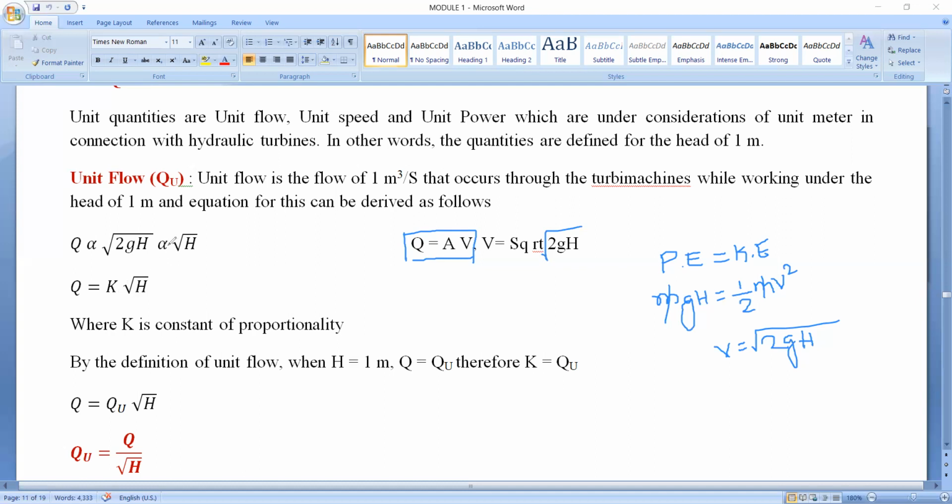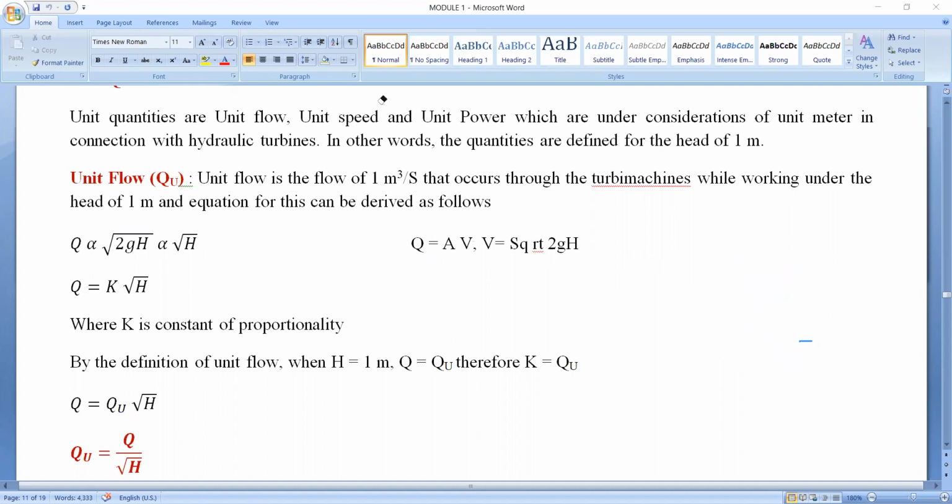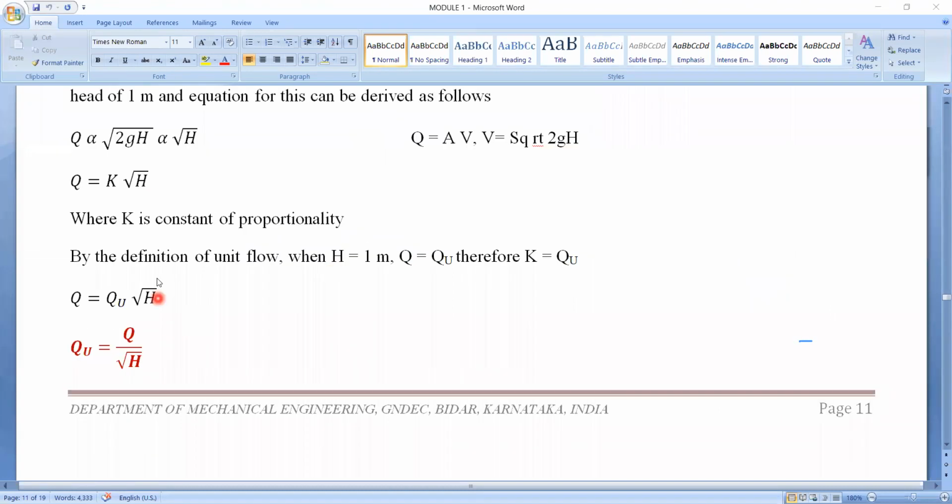If we replace the proportionality sign by an equality sign, then I can take the constant k with this root h, where k is the proportionality constant. Now, as per the definition of unit discharge, if h equals 1 meter, then q will be equal to qu, according to the definition.